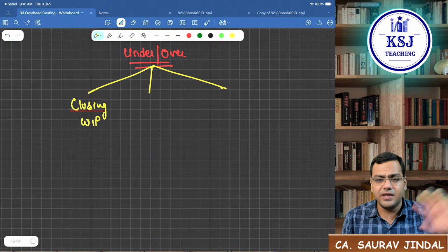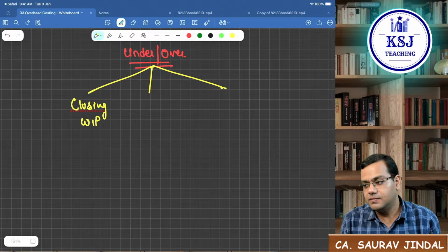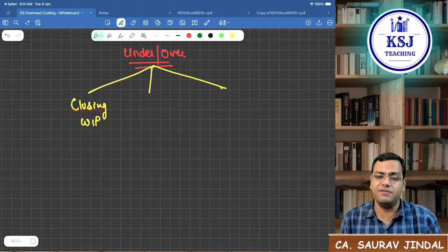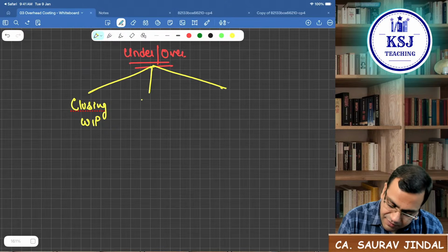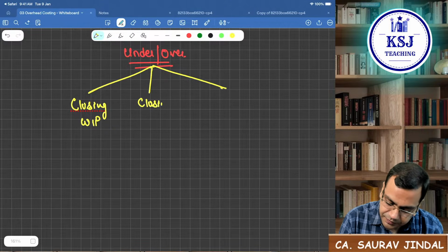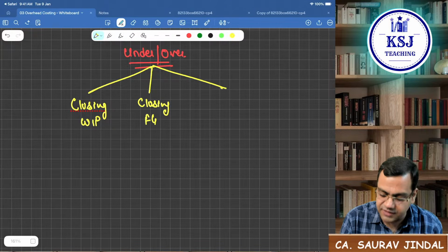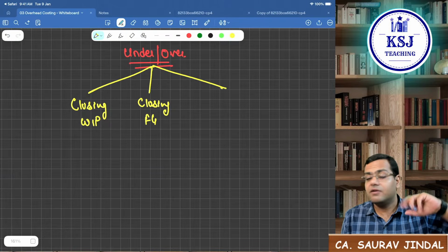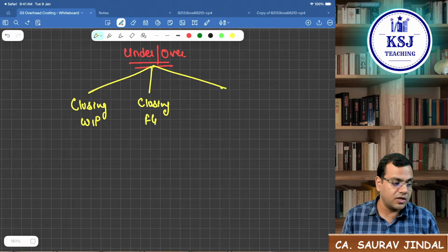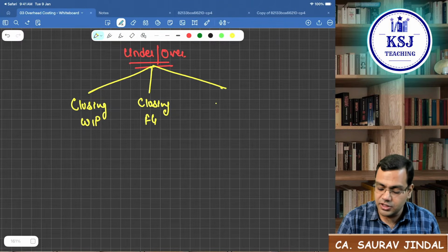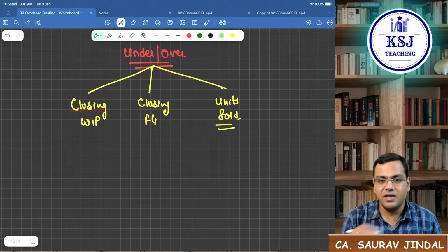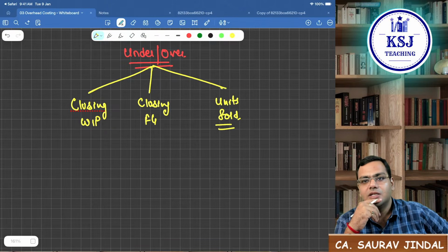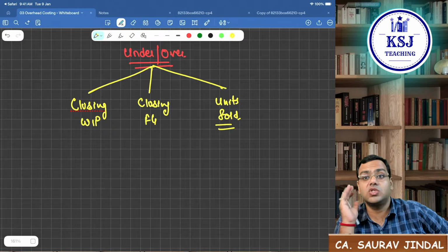So we can increase the cost of WIP. If it is an under absorption, we can take the value to WIP, we can adjust the cost of WIP. Another one is closing finished goods, that is the finished goods which are lying in the godown. For that also we can adjust the cost, no issues. Third will be the units sold.